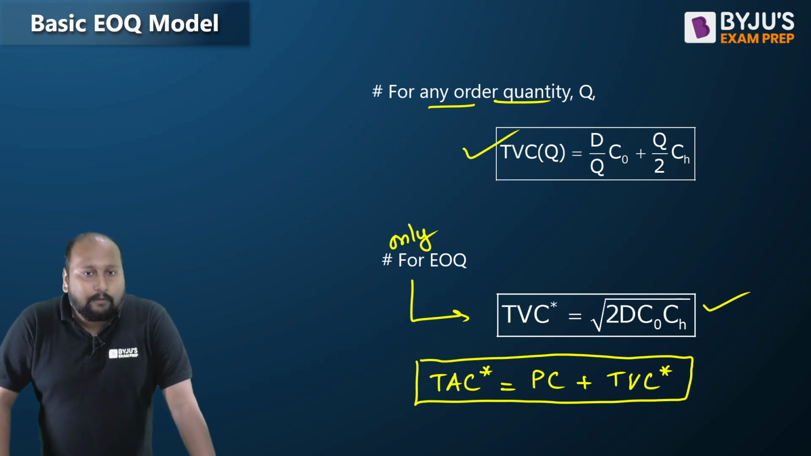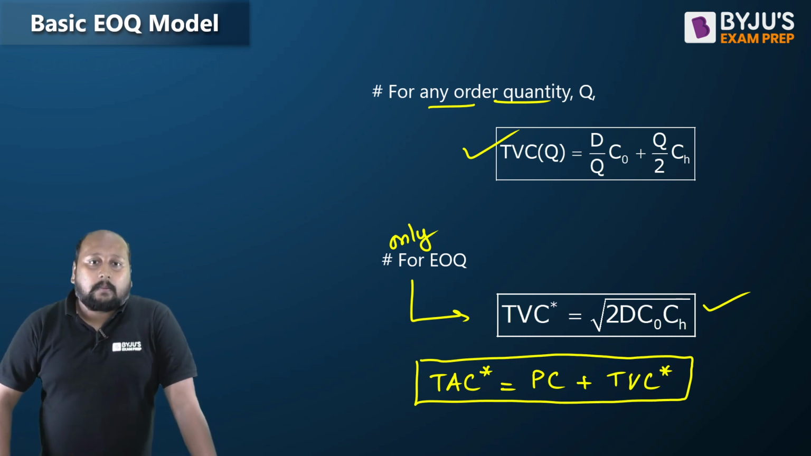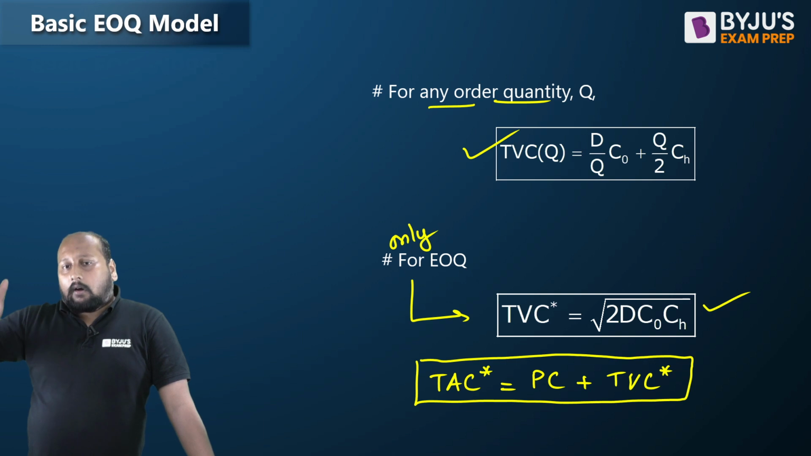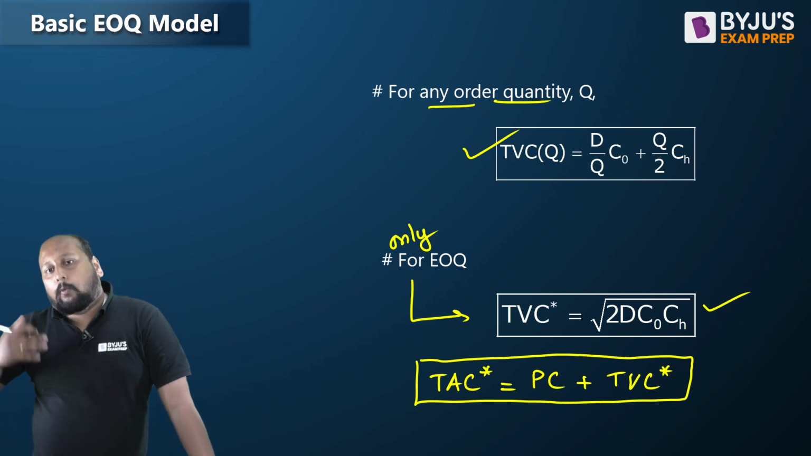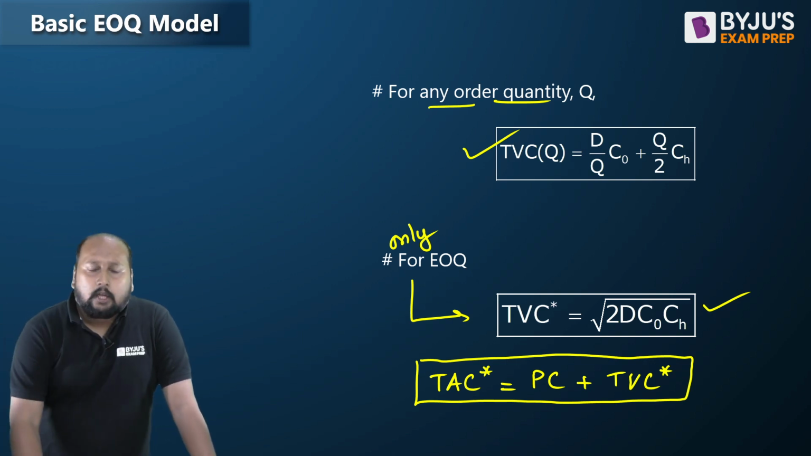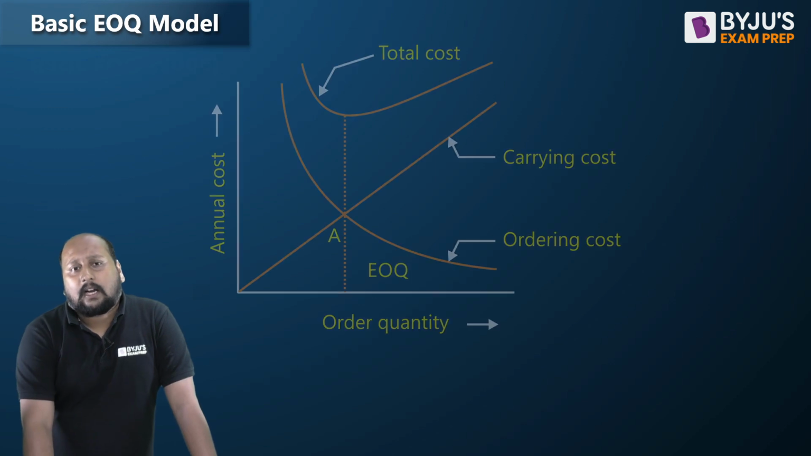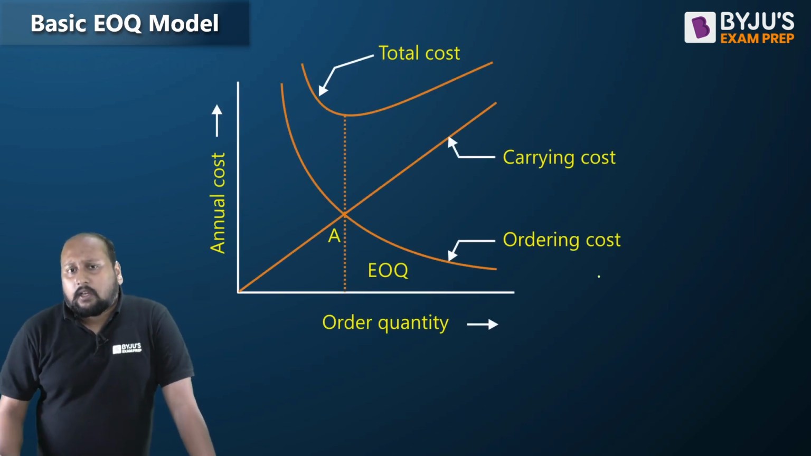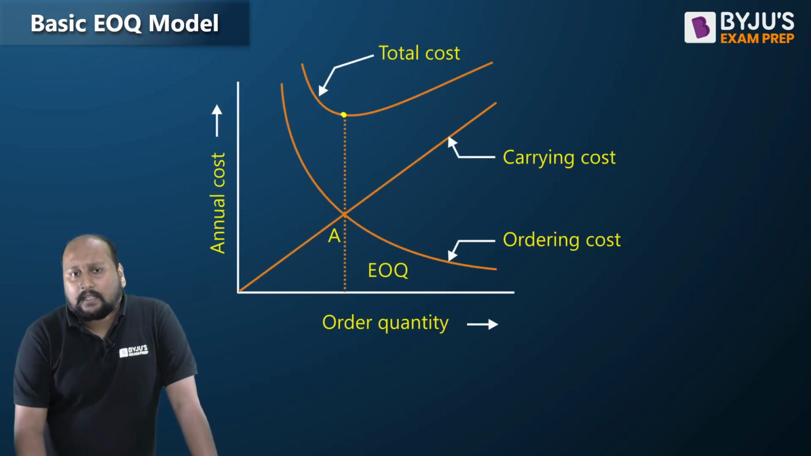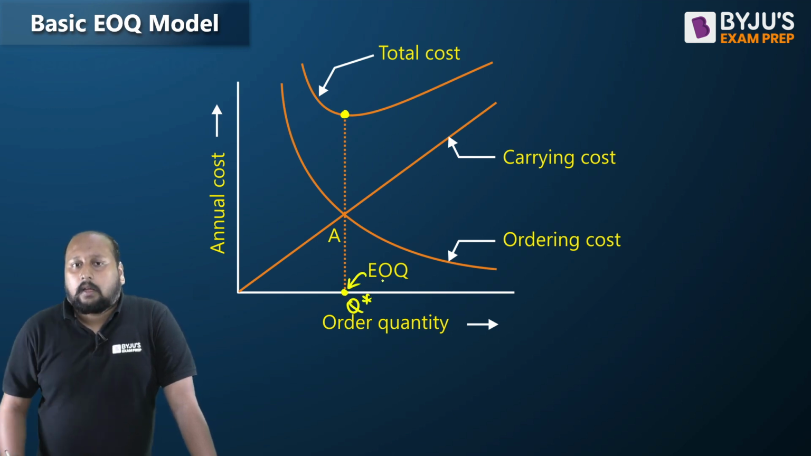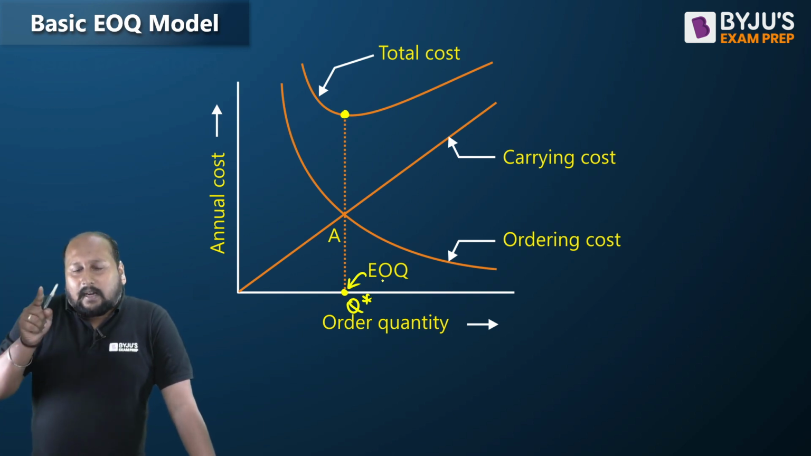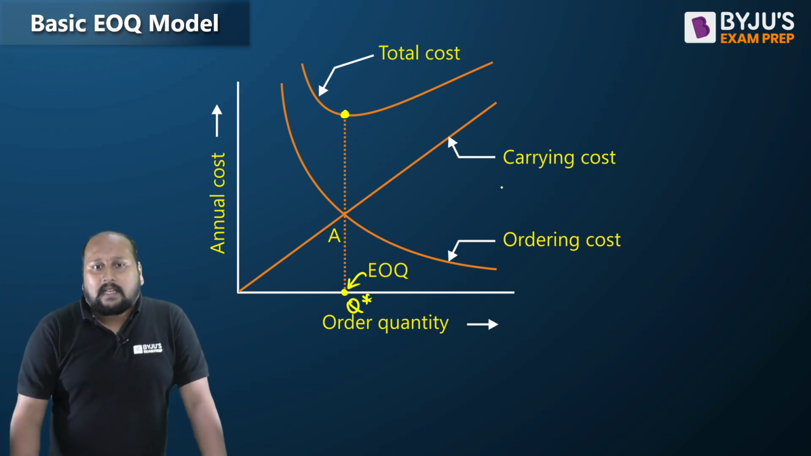Now let us take one more graph which will be telling us about the relation between cost versus the order size. Okay, so if you try to plot the graph between cost versus order size, so total cost you can see at this point it is minimum. So this is your economic order quantity, which we call Q star. Okay, because the total cost is minimum.